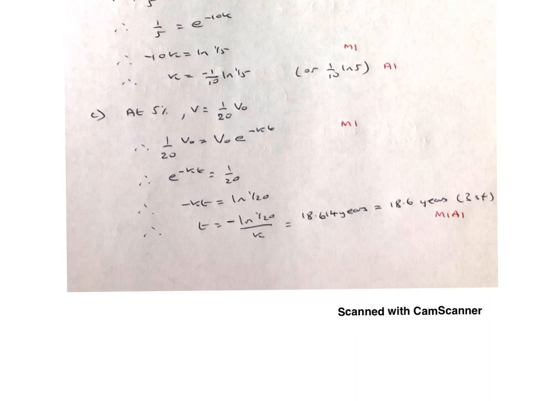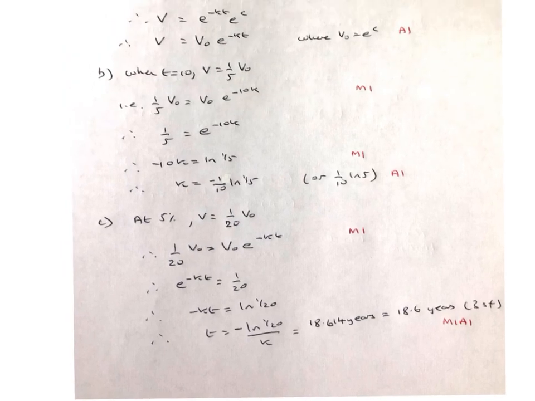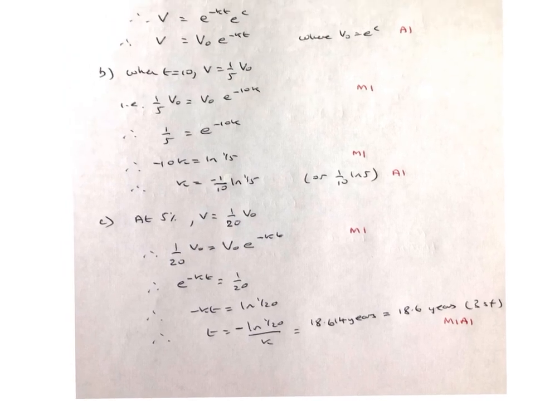And now in part C, we've got 5% of the original value. So 5% is 1/20th, so v is 1/20th v0. Put that into the expression that we've got here. There it is. So v is 1/20th v0. The v0's cancel. We know what k is, so we can work out what t is. And that's it.